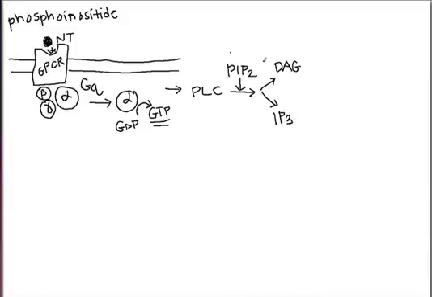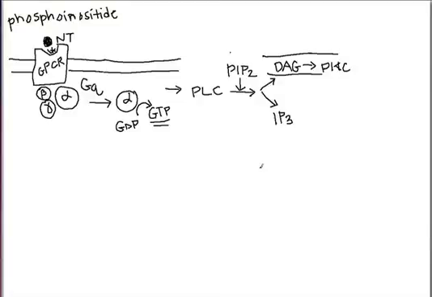I'm not sure. So DAG is actually membrane bound, right? So it's actually in the membrane, and it'll activate a protein kinase known as protein kinase C. Remember that protein kinases add phosphate groups to proteins, and they will change their conformation, and they will change their level of activity, either activating or deactivating it.